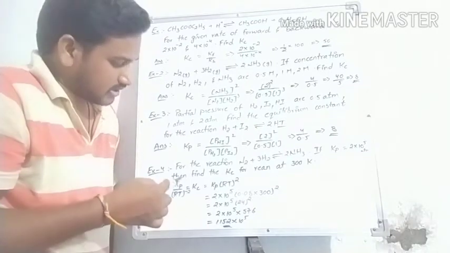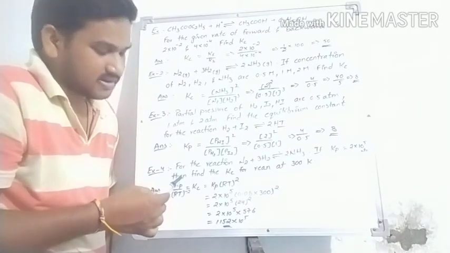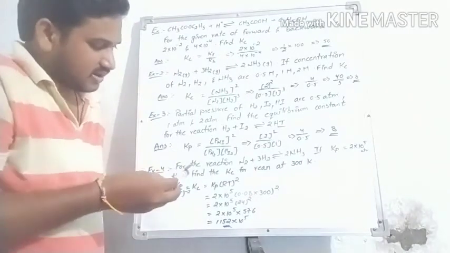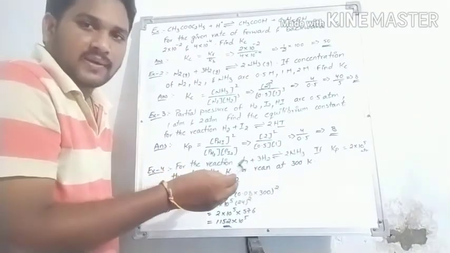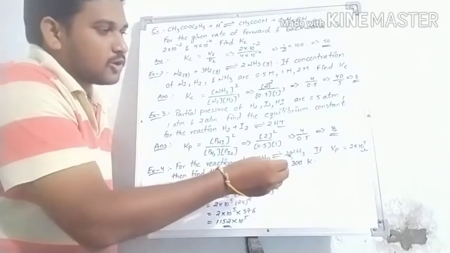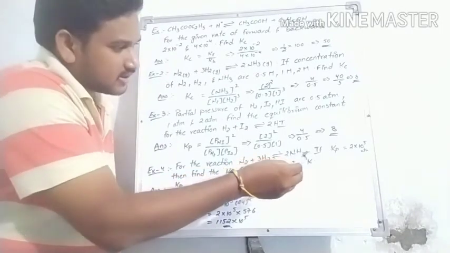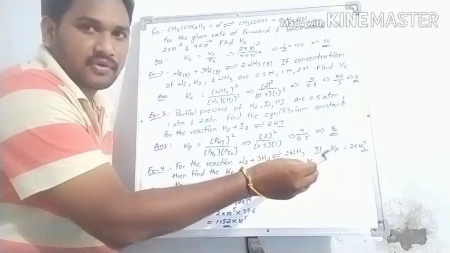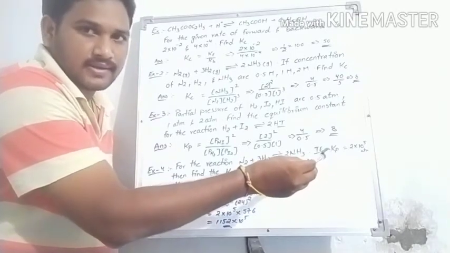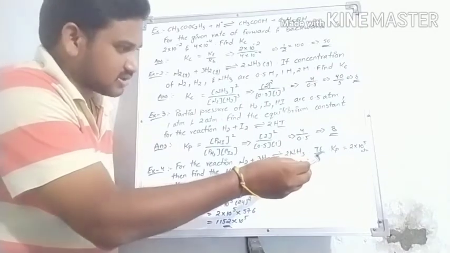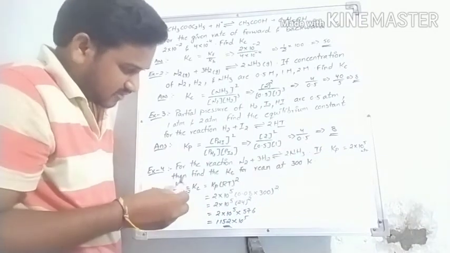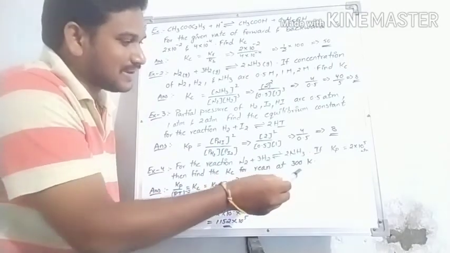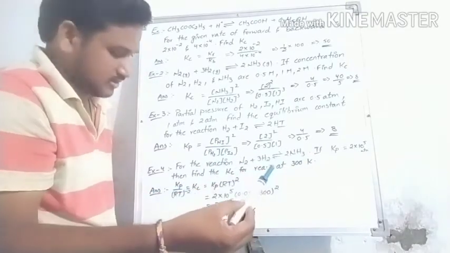Okay, one more example based on the relation between Kp and Kc. Okay, students, find for the reaction N2 plus 3H2 is given as 2NH3, the given data: Kp is equal to 2 into 10 power 5 atmosphere, that is the equilibrium pressure constant. And one more, students, then find the Kc for the reaction at 300 Kelvin only.